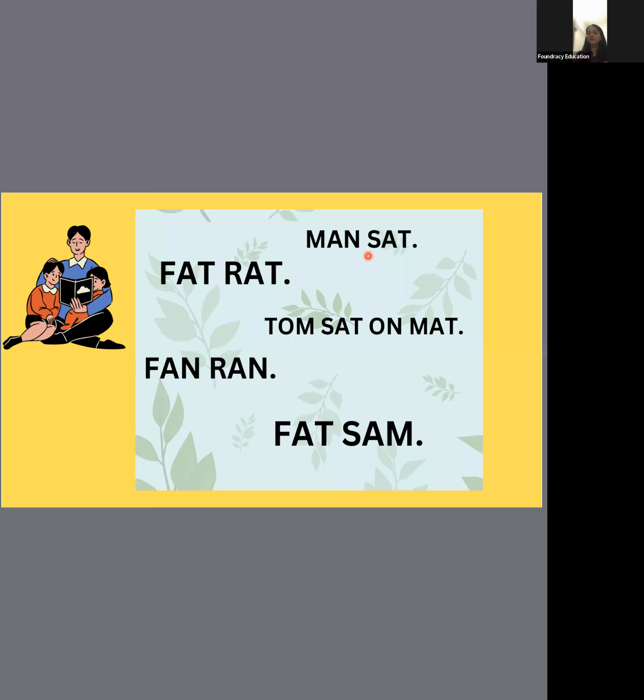Now, how are they supposed to blend? Again, the way you were putting the pointer and asking them to blend. For example, they put their pointer here: ma. Let them blend two letters, ma. When they're able to say ma, then only ask them to go ahead, which is man. And here blending stops because there is a blank space.